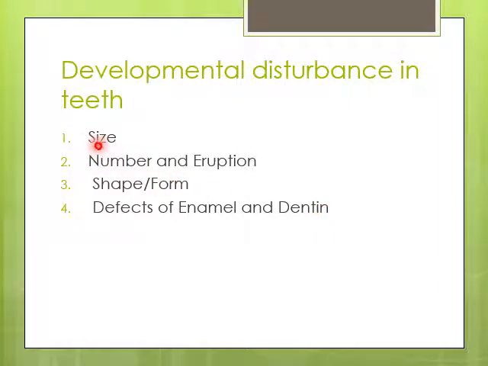And the size, which I have mentioned in the morphodifferentiation stage, the cusps of the crown and root morphology also occur during the morphodifferentiation stage. The number and the eruption timings may be affected during the cap stage, or when the tooth bud formation takes place, if an accessory bud formation takes place, or the tooth germ divides to form another tooth germ, it may affect the number of the teeth.